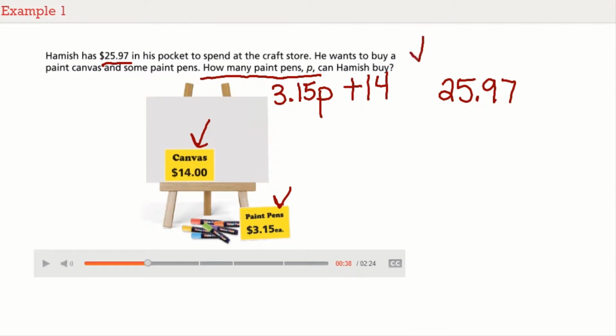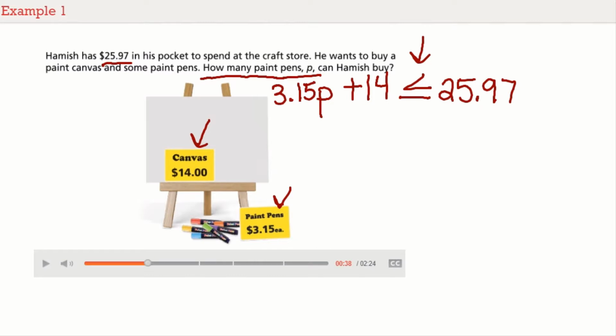Last step to create our inequality is figure out what symbol we should use. In this case, he only has $25.97, so we can't go over that. So we know it's going to be a less than symbol. But do we need to put or equal to? Yes, we do, because we actually have $25.97 to spend. So that is also included.